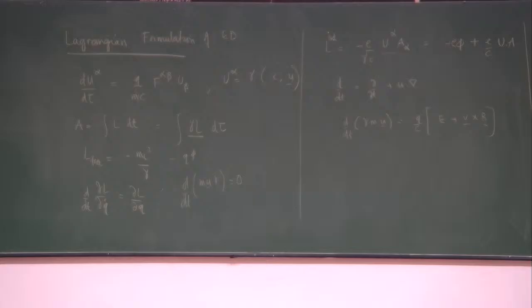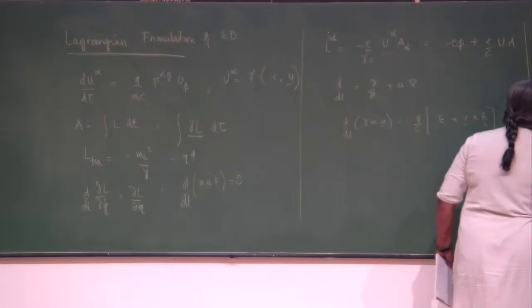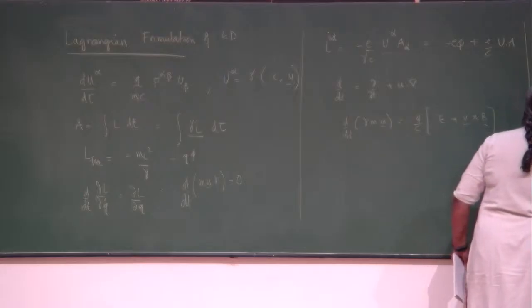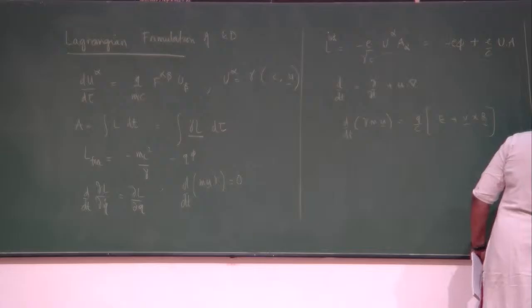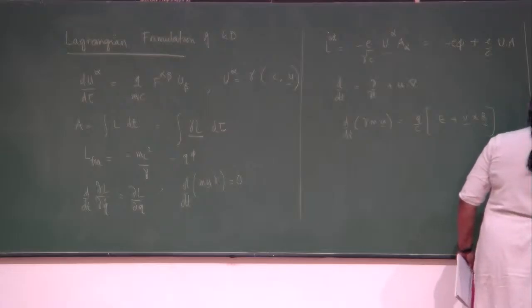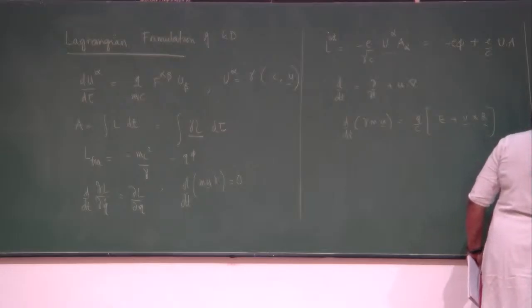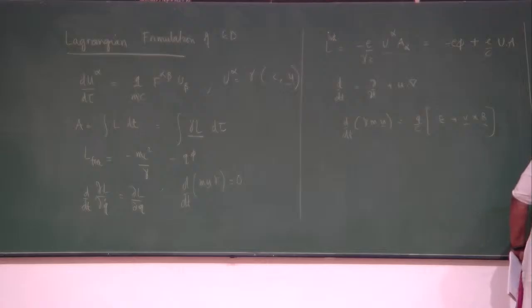So we can write this as minus mc by gamma integral u alpha u beta g alpha, which I can write as minus mc root of u alpha. So A is equal to gamma L, minus mc root of u alpha d tau.